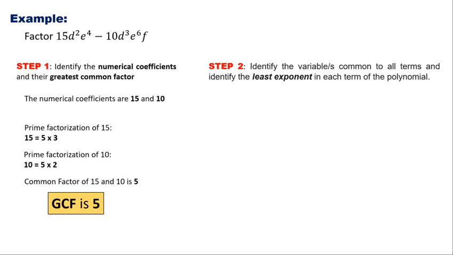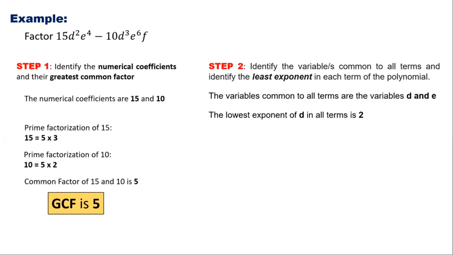Now, let's proceed with the second step. Identify the variable or the variables common to all terms and identify the least exponent in each term of the polynomial. So in our polynomial, we have two terms and yung common na variable na makikita sa dalawang term ay si variables d and e. Now, sa two terms na present sa ating polynomial na kailangang i-factor, ang pinakamaliit na exponent ni d ay 2. And ang pinakamaliit naman na exponent ni e sa dalawang term na yan ay 4.